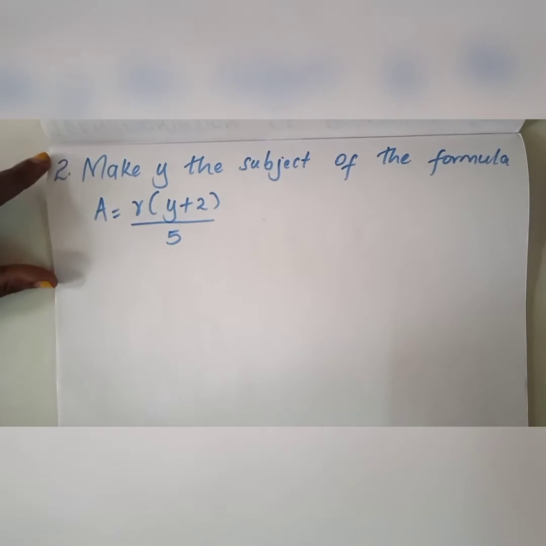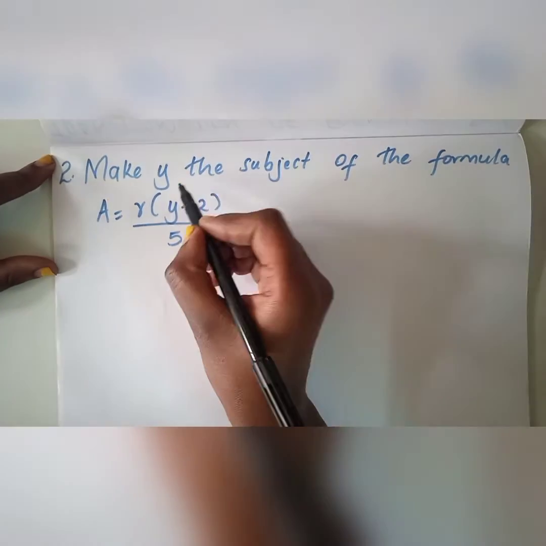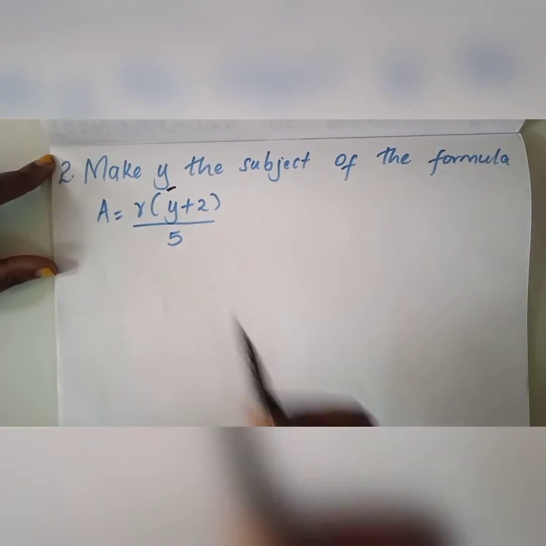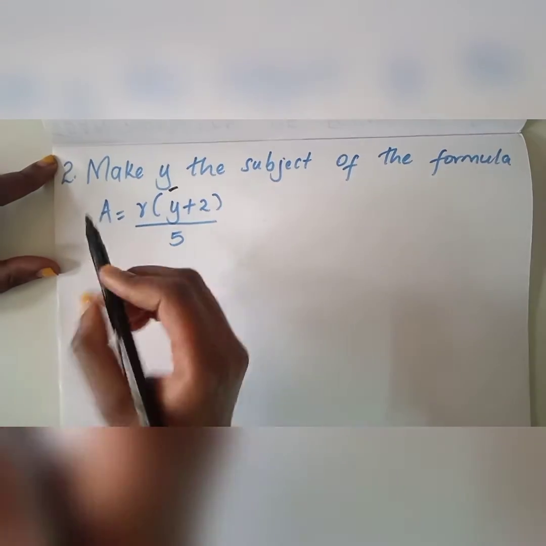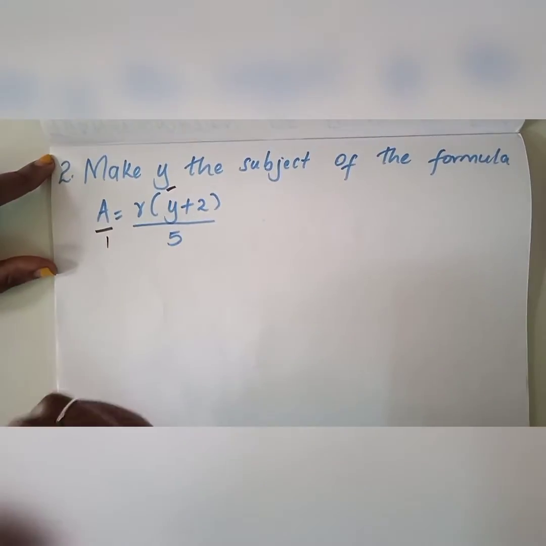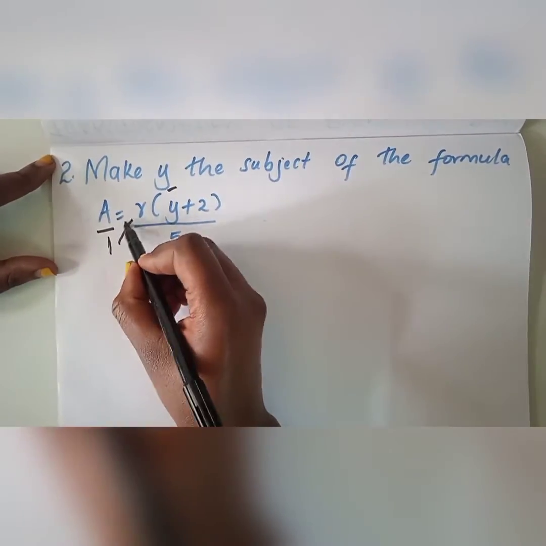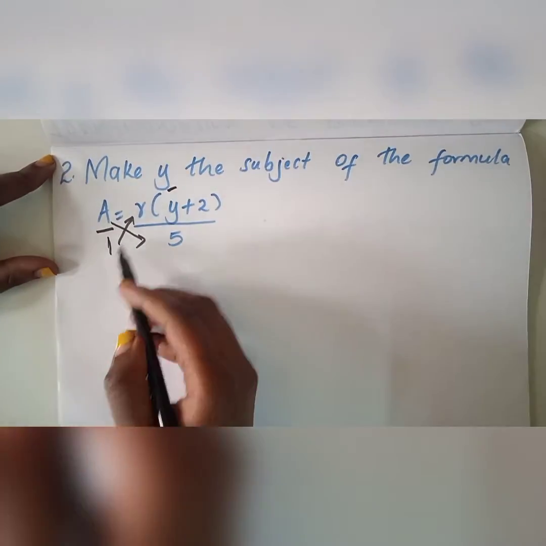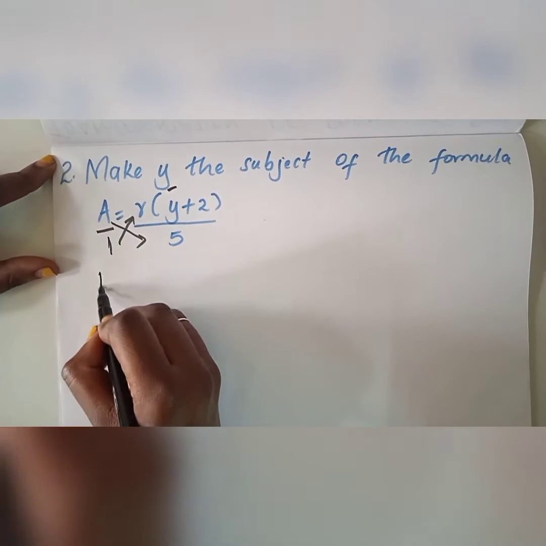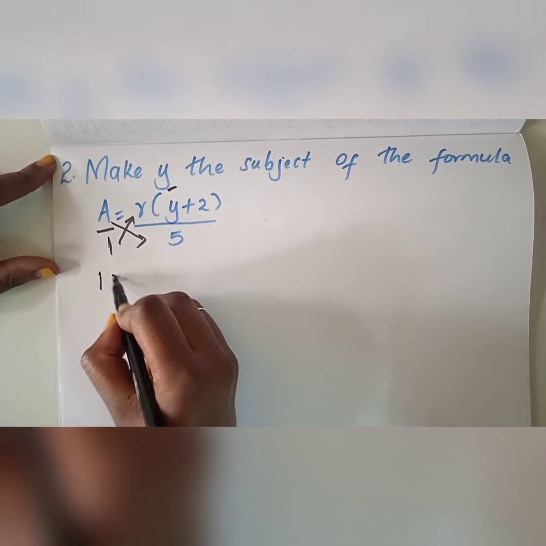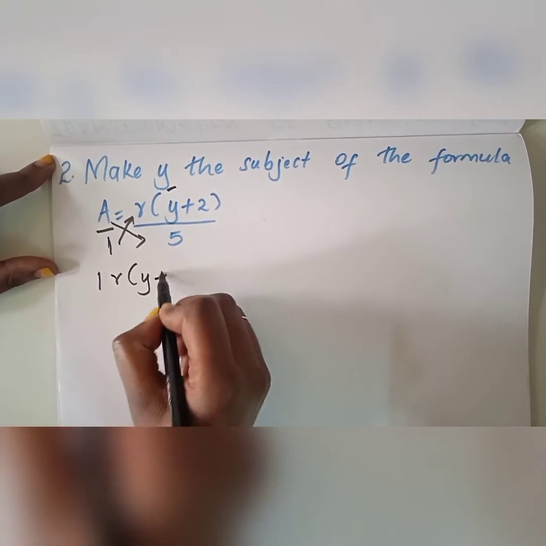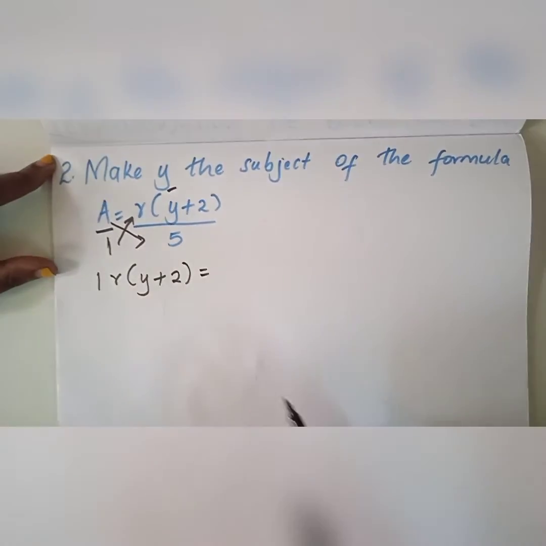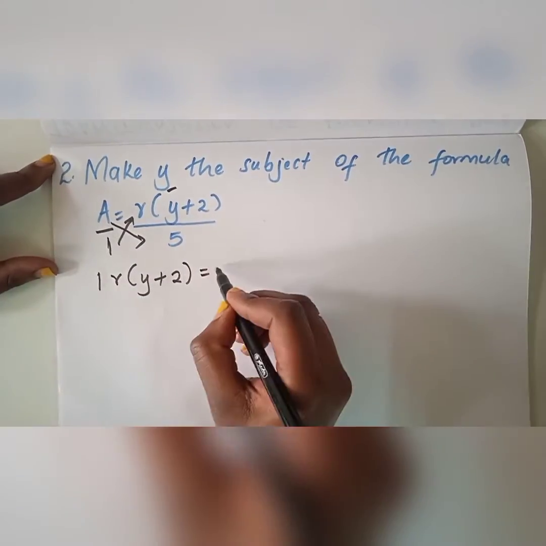Okay. Now the next question, we want to make y the subject. And once again, this one is a fraction. This is a whole number. So you put it over 1 and you multiply everything with that one and then everything with that one. So we can start with that side. So we have 1 and then r(y plus 2) equals to, now a times 5 is 5a.